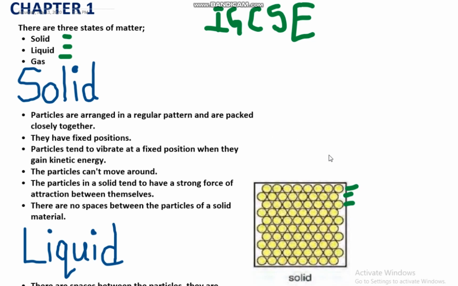And then there are no spaces between the particles of a solid. There are just some spaces because of the drawing, but in reality they don't have any gaps between them. So in summary, solids don't have any gaps between them. They are at a fixed position and they don't move around, and as they gain kinetic energy they tend to vibrate in one place. So this is all about solids, and they also have a regular pattern. There are no irregular patterns, which means they are in a straight line.